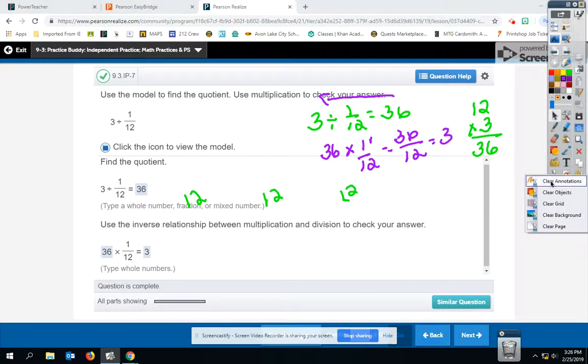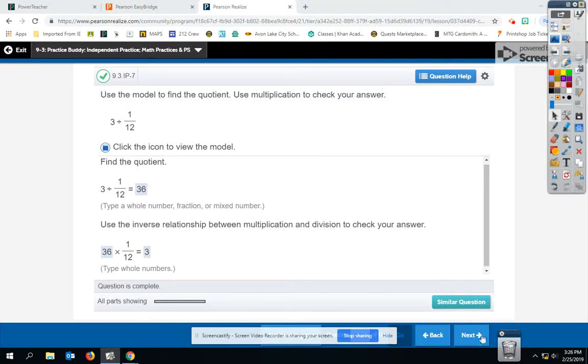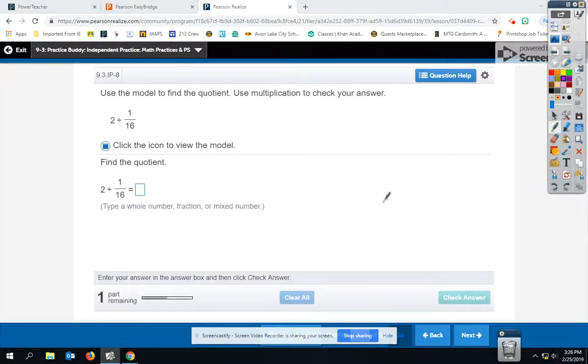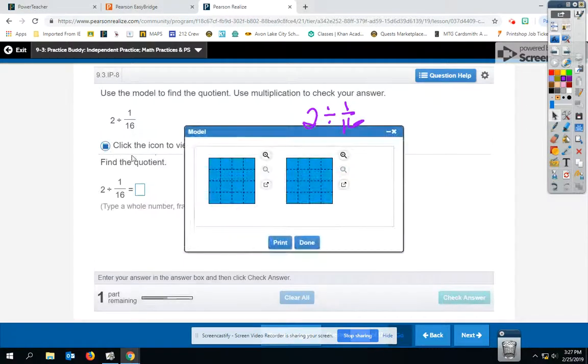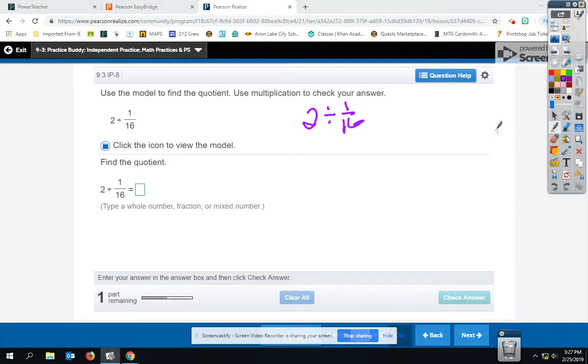Most of the problems you're working with today are going to be this fairly straightforward. What I'm looking for you to do in your notebook is copy the original problem down: 2 divided by 1/16. You can use the model if you want. There's my model, there's my 2 wholes. Each one has 16 pieces, so there's 16 here, 16 here. That means there are 16 times 2. 2 times 6 is 12. 2 times 1 is 2, plus 1 is 3. That means there are 32 sixteenths in 2.